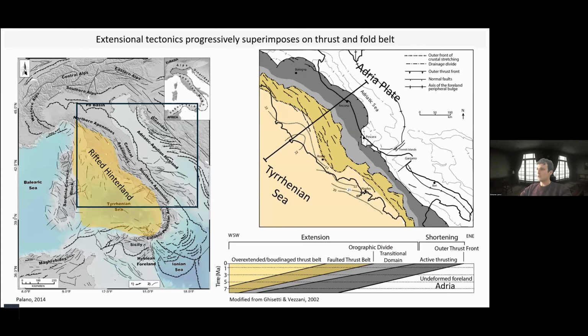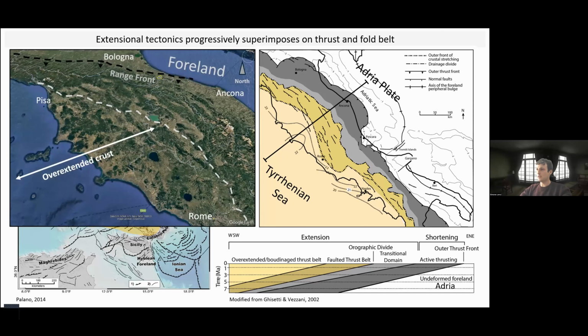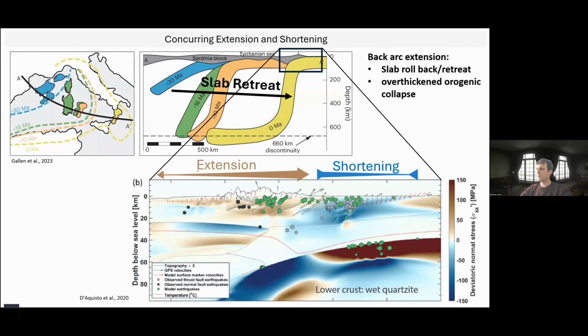So the continuous migration of extension produces a series of morphostructural domains that experience different amounts of extension over time, up to the semi-transposition of early contractional features. From the west, we have the Tyrrhenian Sea, which is an overextended domain, then follows the thrust belt domain, a transitional belt where switching between contraction and extension is now occurring, and then the active contractional belt and the foreland at the east.